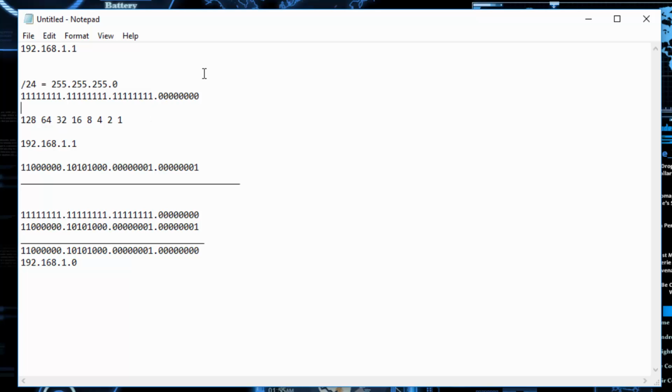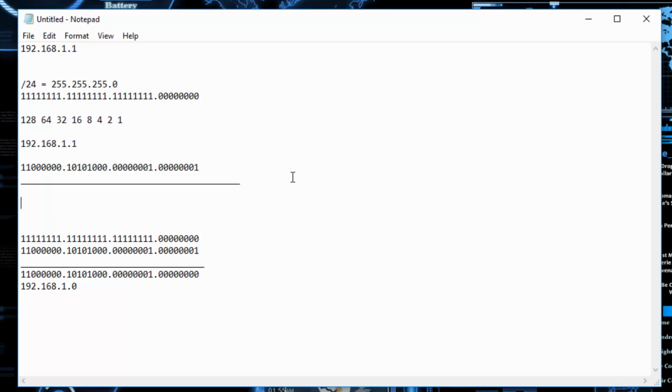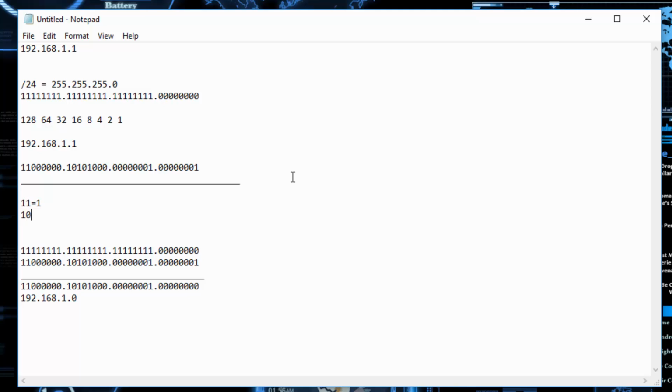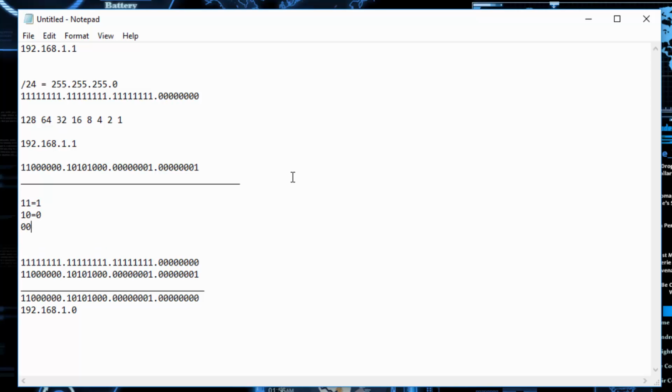So where does this all really come into play? And this is fairly important: for CCNA purposes, it's a logic AND. A logic AND has a truth table. A truth table is basically saying truth is 1, false is 0. Simple as that. So 1 and 1 equals true. 1 and 0 equals false. 0 and 0 equals false. Simple as that.